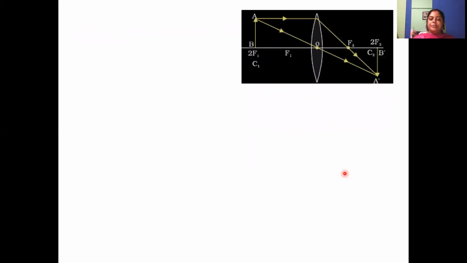Now see the third case. When your object is placed at center of curvature, that is C1, then you will get the image at other center of curvature, that is C2. What is the nature? Real and inverted. What is the size? Size is same as that of object.